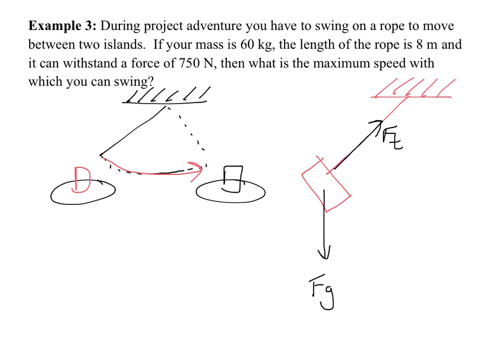As the person swings from one island to the other, if we freeze frame it right here, their weight is acting down and tension is pulling up toward the center of the circle. Recall from last class that the centripetal force always acts toward the center of the circle. Well, this is the center of the circle. The way I know that is if I were to swing this around, the center of the circle is exactly where this pen case is right here.